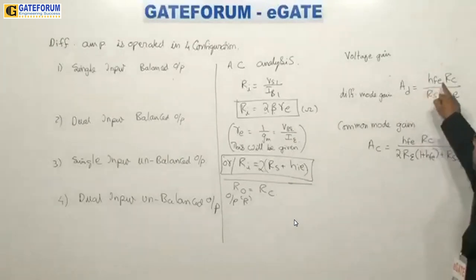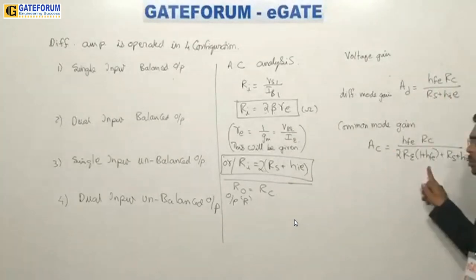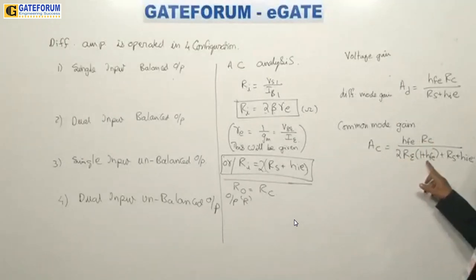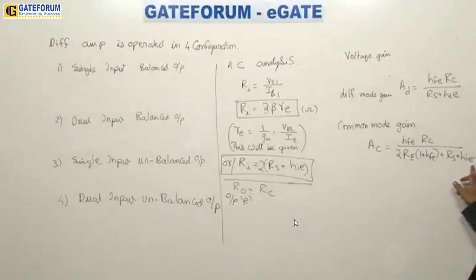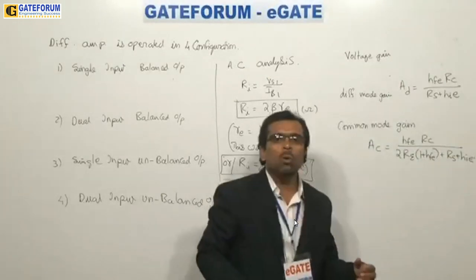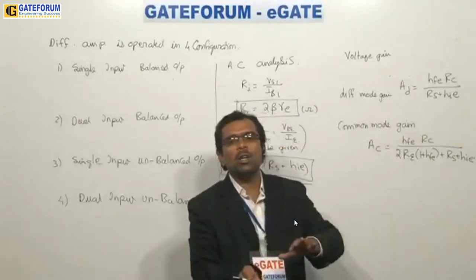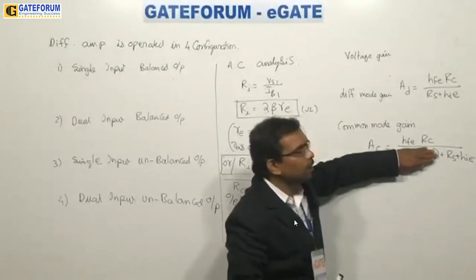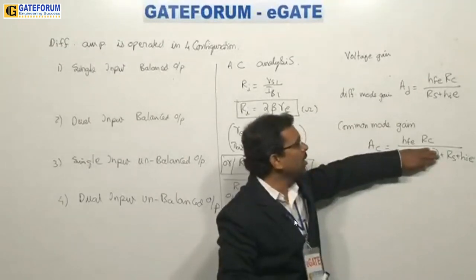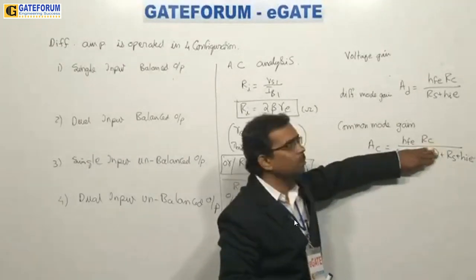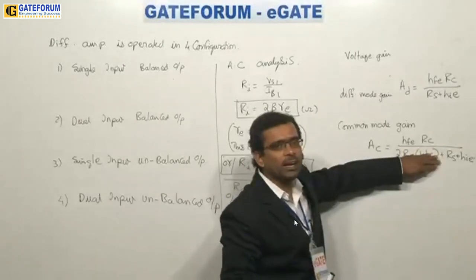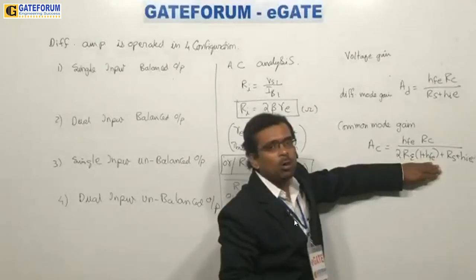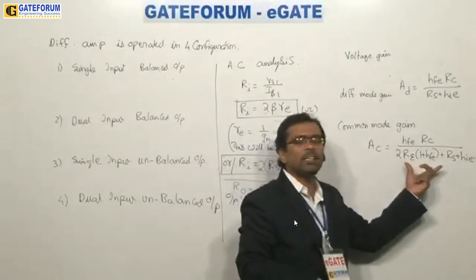So the difference mode gain is dependent on these parameters, and the common mode gain is dependent on these parameters: HFE RC, and 2 RE, 1 plus HFE into Rs plus HIE. Now please see how I differentiate between common mode gain and difference mode gain. If I remove this part, the common mode gain formula is nothing but the difference mode gain. In common mode gain, why do I have to take this Re?